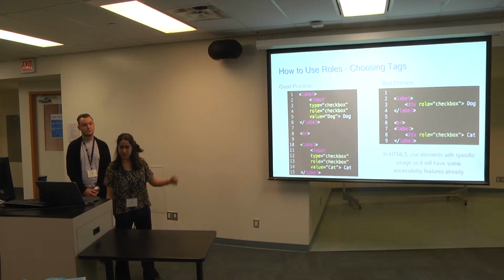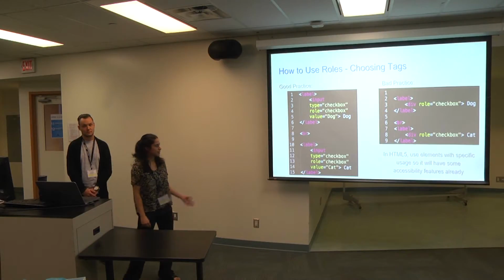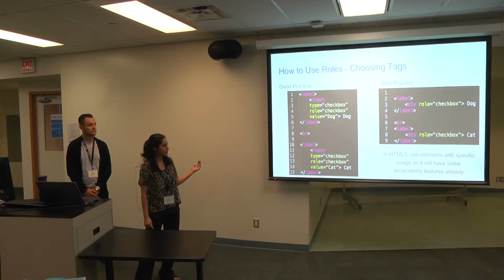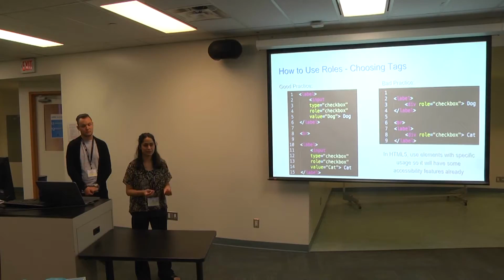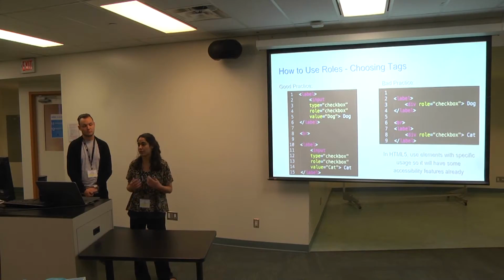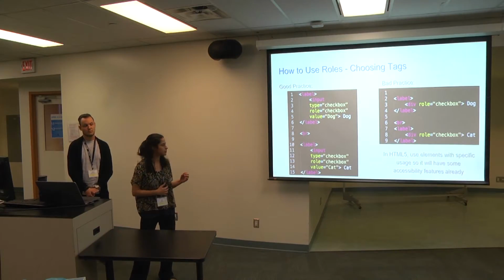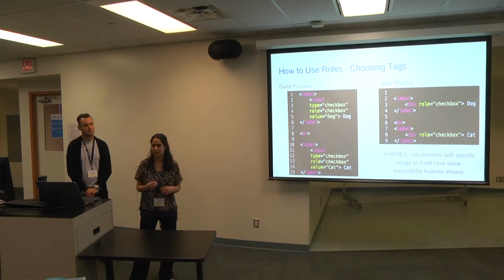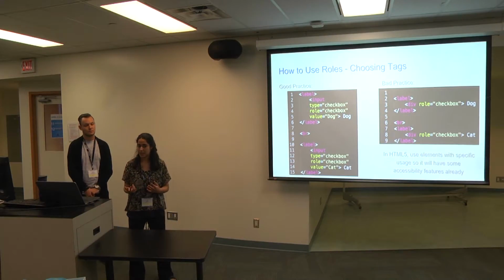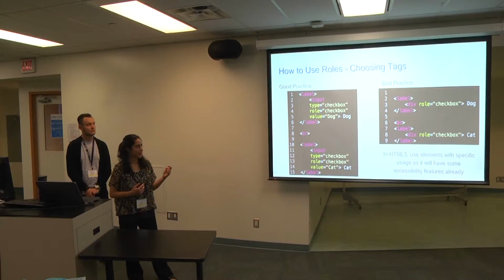So what's the code? Well, we can see the good practice and the bad practice. In the good practice, it's generally best to match your role to your tag. So the role is checkbox here, and the tag is input of type checkbox. But why this duplication, you might think? Well, tags already have some accessibility implementation inside of them. So even if you don't put the role, it's going to be able to pick up some information. But because the role is more important, it's going to take precedence over the tag.